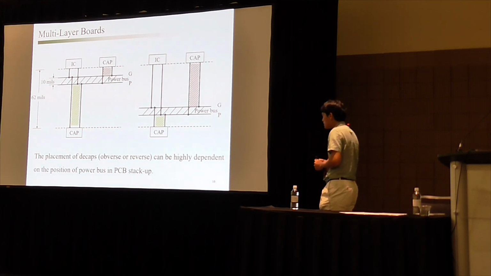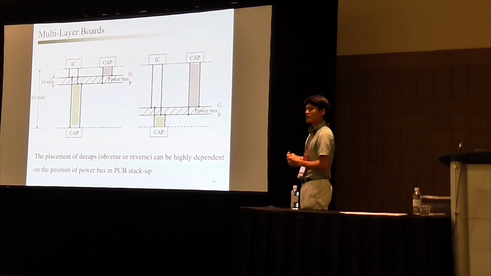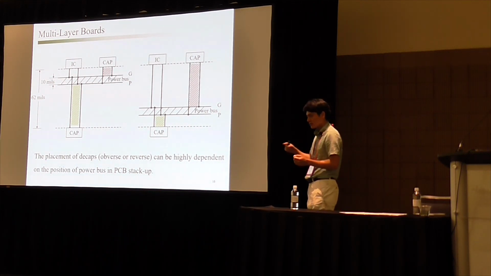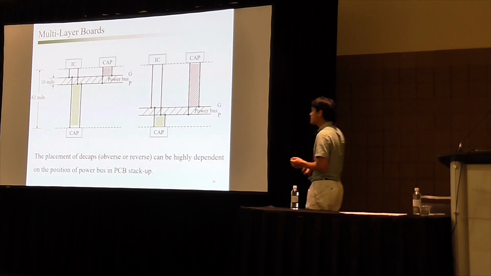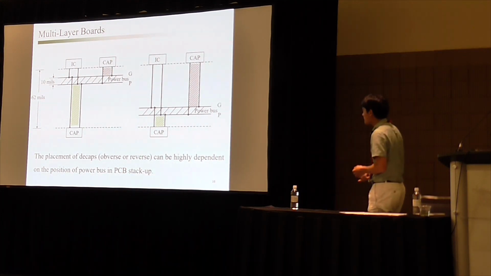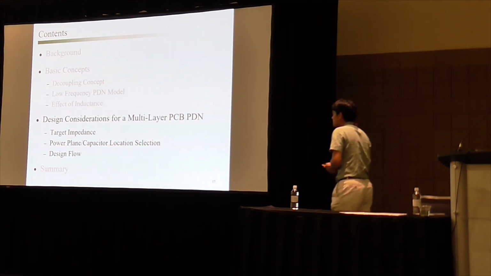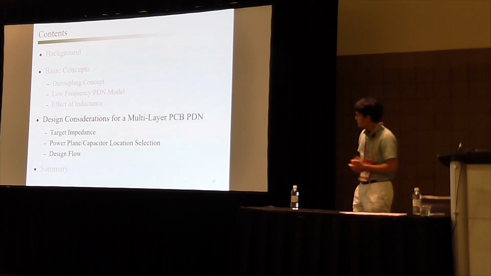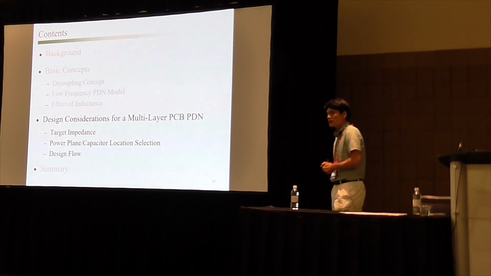But all this comes from the same physics. We need to reduce inductance, and inductance is associated with this current path. We just need to look at the area formed by this current path. So let me introduce some design considerations for this multi-layer PCB design. By the way, do you have any questions so far?